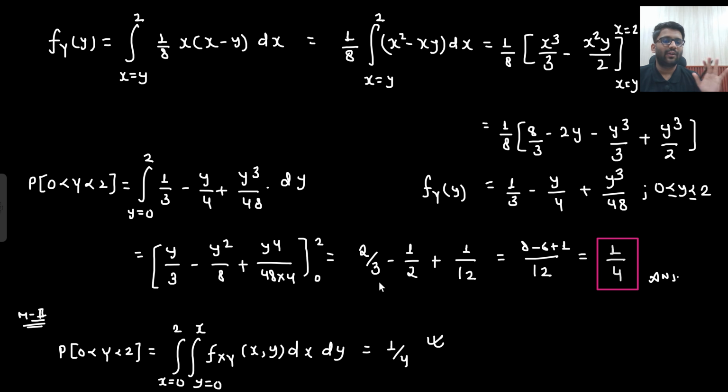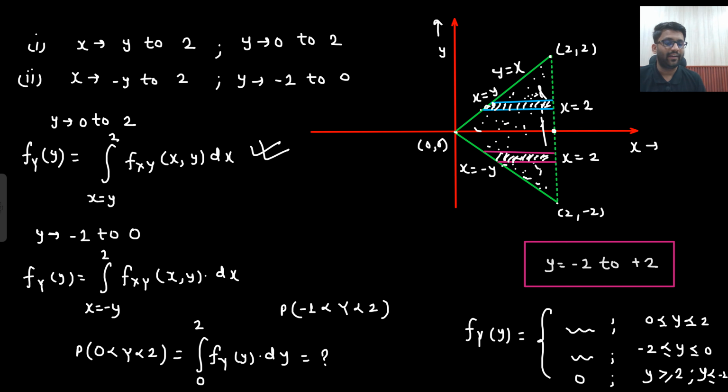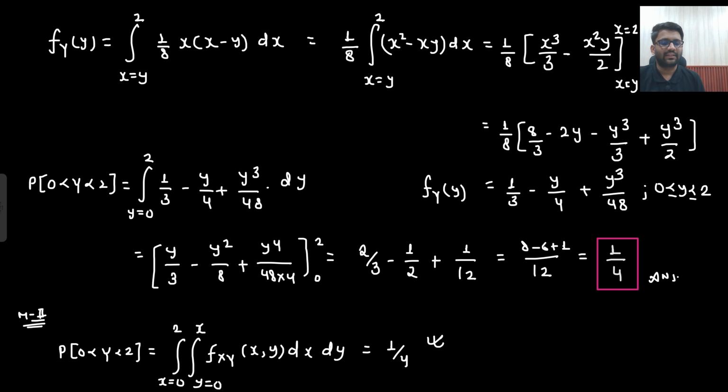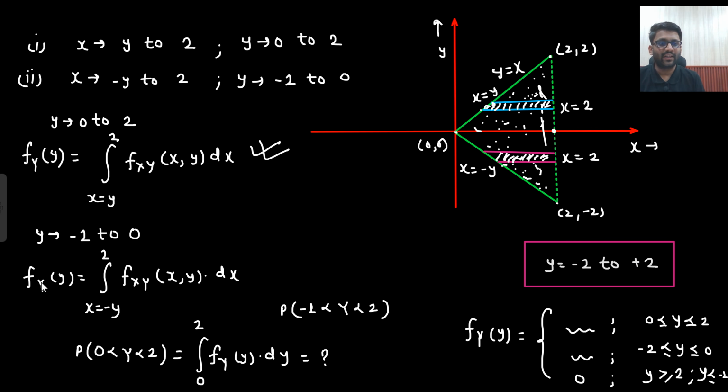And if I don't want to find the marginal PDF, I can think directly: they are asking y should be between 0 to 2, so x could be anything. That means this is the region of my operation. There you go. So very easily I could have got the answer here. But the important part was how you find the marginal PDF, right?